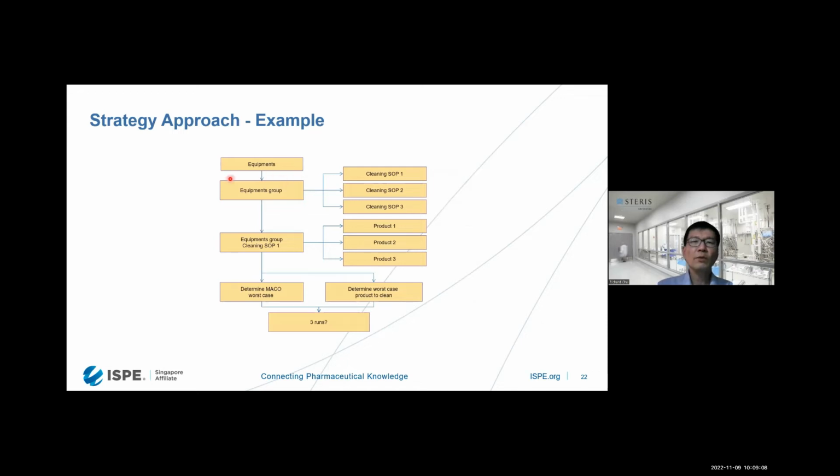So for the equipment group, if you group equipment, you may have different cleaning procedures. So for each cleaning procedure for the equipment group, you have various products. So from here, you will need to determine the worst case macro, and then also determine the worst case product to clean. So that is the criteria for choosing the 3 runs from this equipment group that is using cleaning SOP number 1.